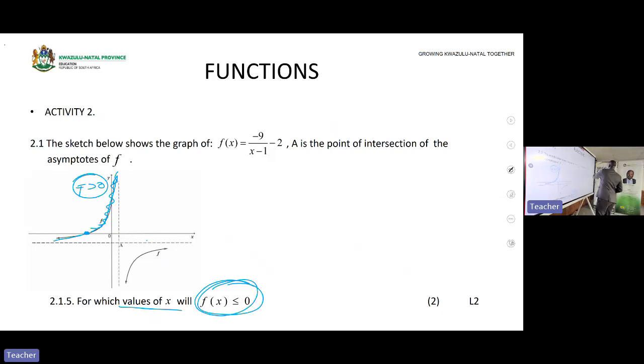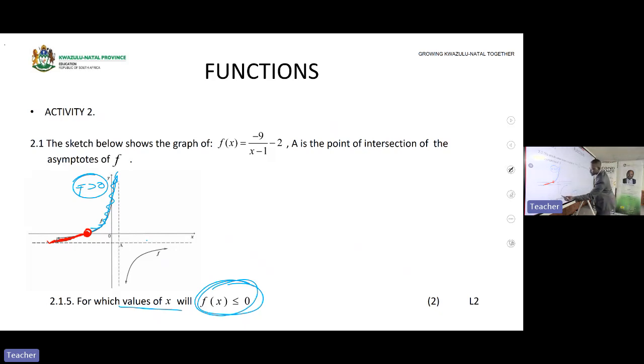It's clear to see that when you read your graph from left to right, at this point, the graph is less than 0 because it is below the x-axis. So ours is to know this point here, because at this point, the graph is 0. Then when you read it from left to right, you can see that it is below the x-axis until it reaches that point, which is called our x-intercept. So from negative infinity to the x-intercept, the graph is below until it is 0 at the x-intercept.